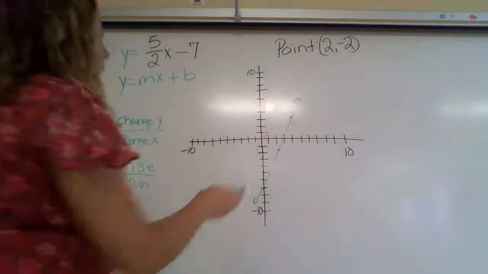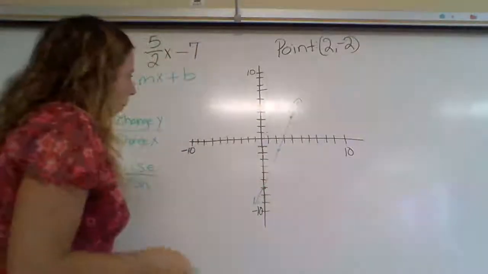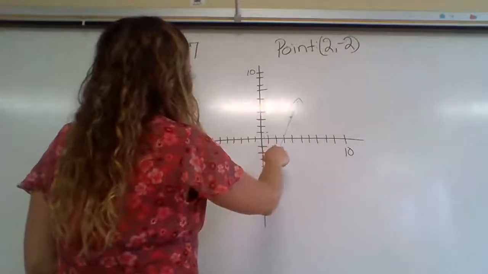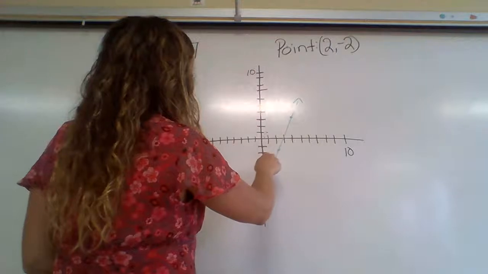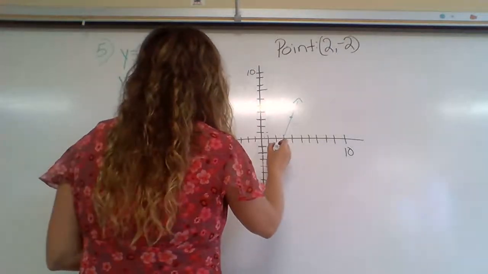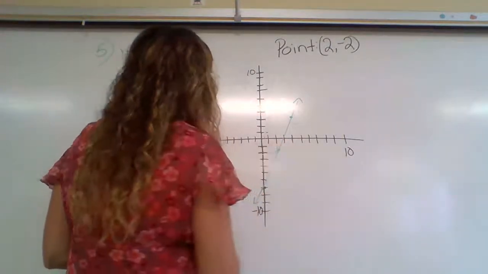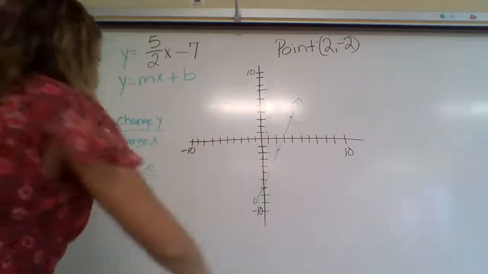So we're looking for the point (2, -2). So if I look at my graph, when x is 2, y is negative 2. So yes, that is on our graph.